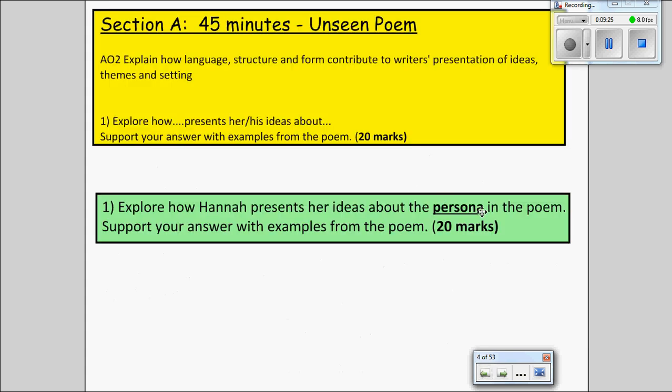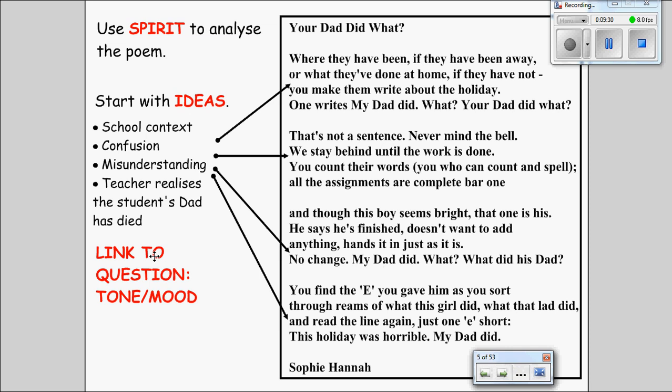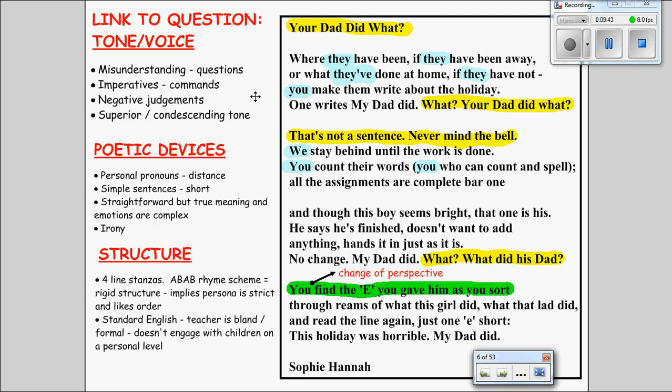Because the question is asking us about the persona, it was a good idea to try and link our essay to this question particularly. So the main thing that we need to think about now maybe is the tone and the mood, and also the voice of the person in this poem. So if we have a look at the questions in the poem, there are a lot of questions that the teacher asks all the way through. You can see those highlighted in yellow. And perhaps we could say that the misunderstanding is shown through those questions.